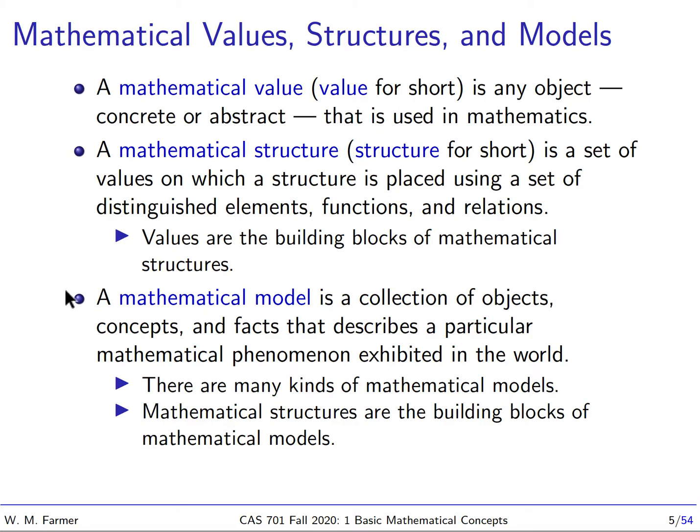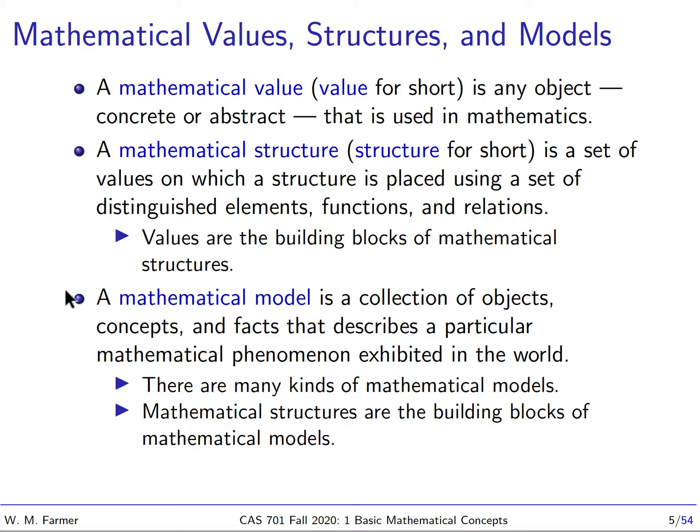So let's talk about what values, structures, and models are. A mathematical value, and from now on we'll just call that a value, is any object, concrete or abstract, that is used in mathematics. So any object that we're going to use to do mathematics or talk about mathematics or study mathematics, we're going to call a value. A mathematical structure is a set of values that have been structured in some way. So a set of values with some kind of structure.